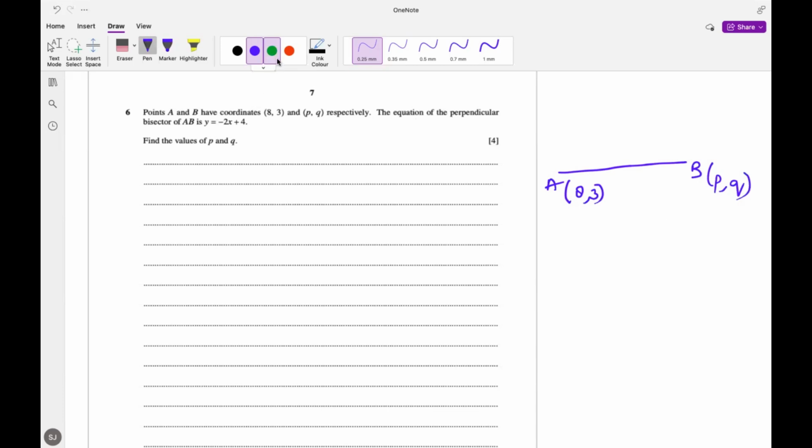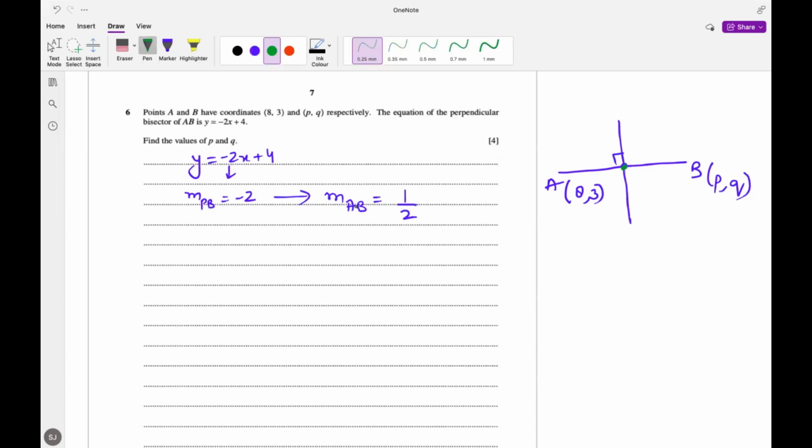The perpendicular bisector will pass exactly through the midpoint, and from the equation, which is y equals to minus 2x plus 4, the gradient of the perpendicular bisector, we can see it is minus 2. As the two lines are perpendicular, it means that the gradient of AB will be a negative reciprocal. So we can say that the gradient of AB will be a positive 1 upon 2. In the first step, we can make the equation for the line AB. And if we can find this midpoint, then using the midpoint formula, we'll be able to find the value of P and Q.